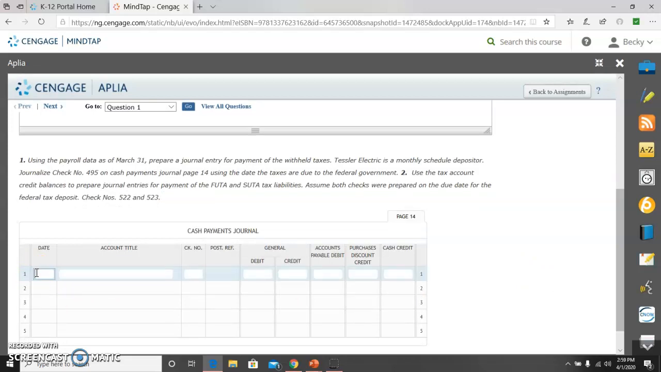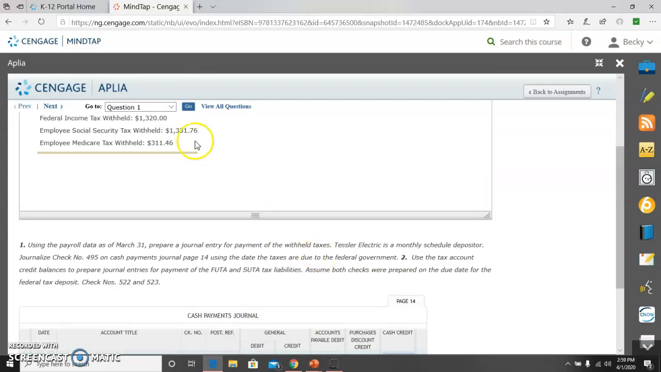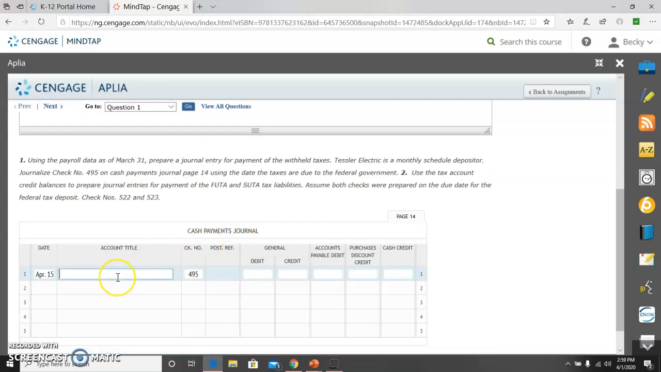So April 15th for FIT, Social Security, and Medicare, which check $495, they said. And the amount that I am going to do, so I'm going to do $1320. I'm going to pay the employee portion, so I will debit that liability to get rid of it. So employee income tax payable. And again, the debit's for $1320.